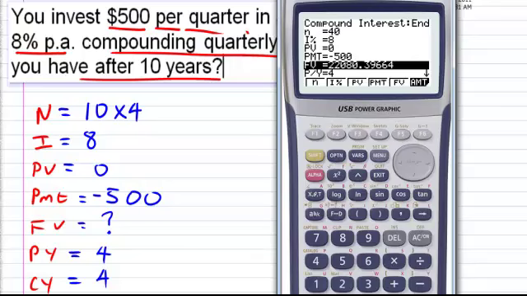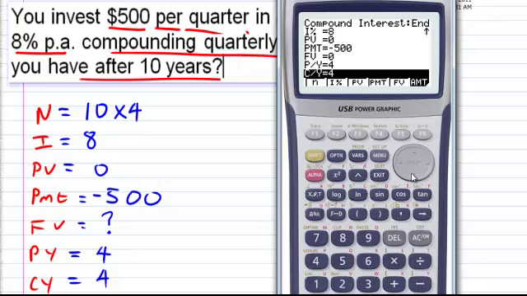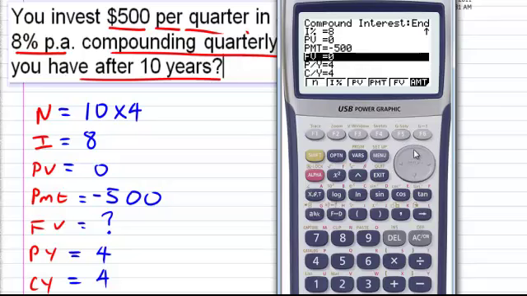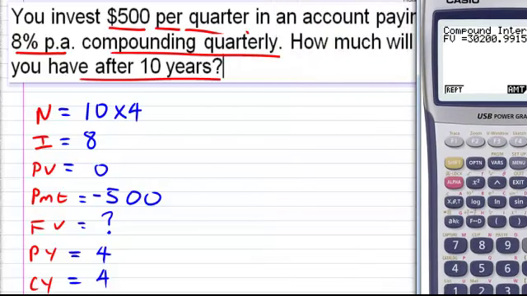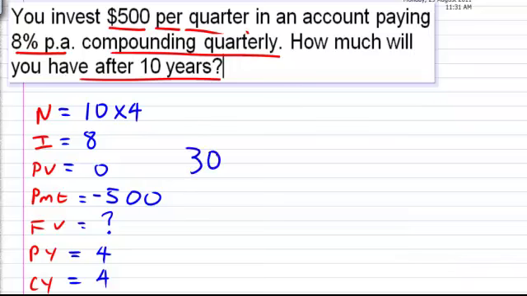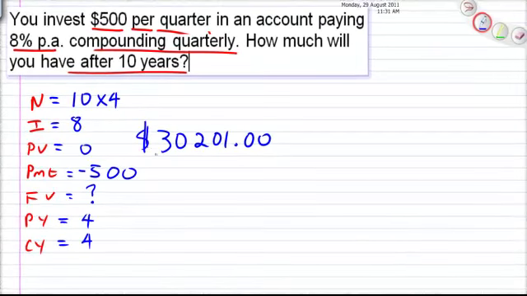Your future value is 0. We don't know what that is yet. And our compounding periods per year and payments per year are 4. So we're trying to find the FV. So you come across here until you find the FV button. FV is F5. And you hit that, and that'll tell us what our future value is. So if you have a look at there, that's 30,200 or 30,201. So $30,201 is what your future value is going to be.